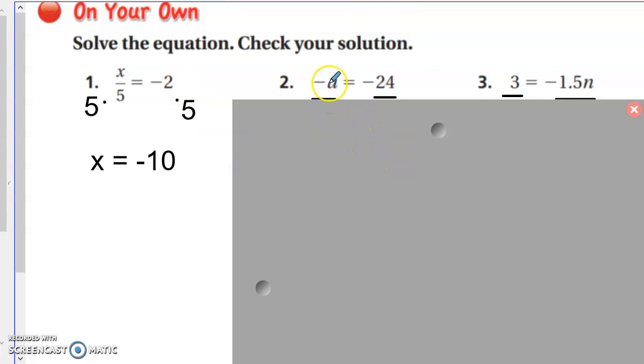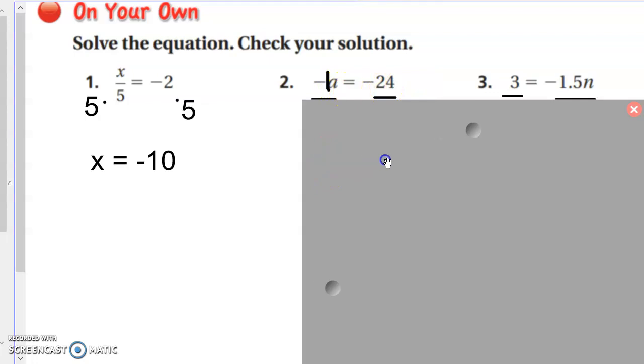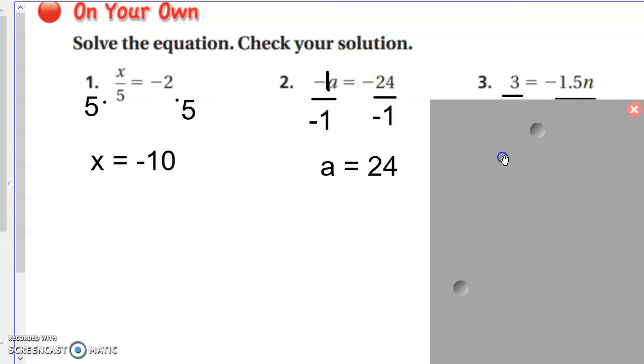Now, you might have forgotten, but remember, when there's just a variable here, there's actually a 1 in front of there. So this would be a negative 1 times a equals negative 24. And then, of course, I would want to divide by negative 1 on both sides. Negative 24 divided by negative 1 would be positive 24, and I can check that. Negative 1 times 24 would, of course, be negative 24.